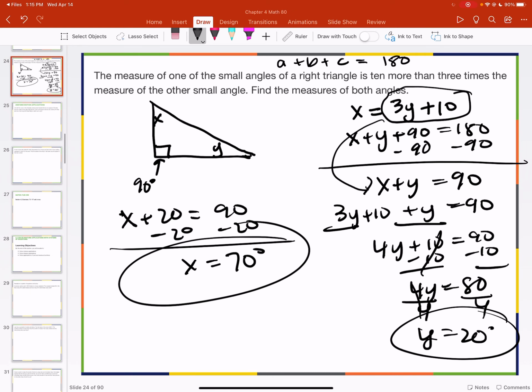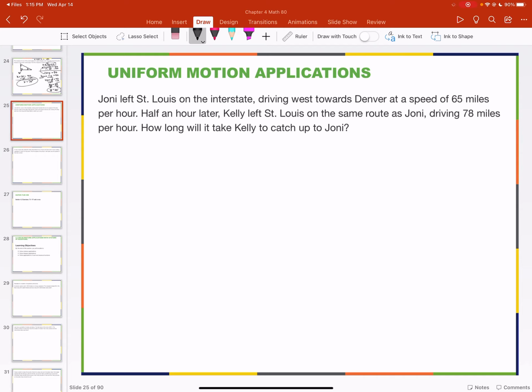All right. Let's see here. How about a motion application? We have Joni left St. Louis on the interstate driving west towards Denver at a speed of 65 miles per hour. Half an hour later, Kelly left St. Louis on the same route, driving 78 miles per hour. How long will it take for Kelly to catch up to Joni?